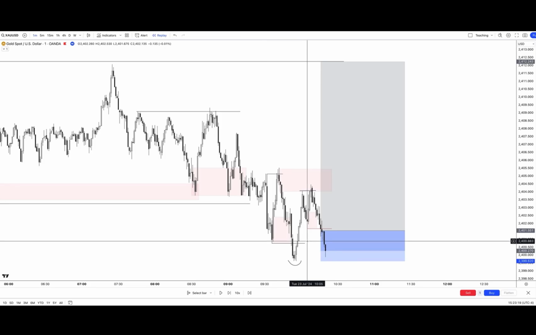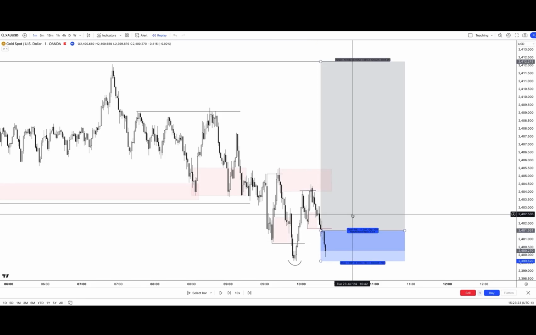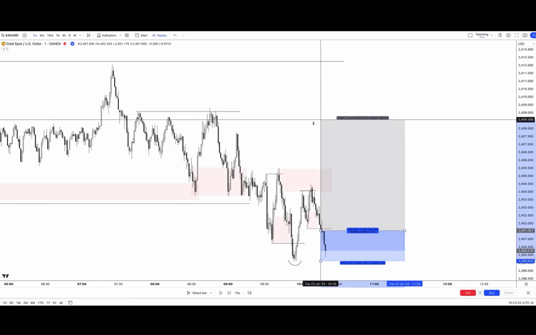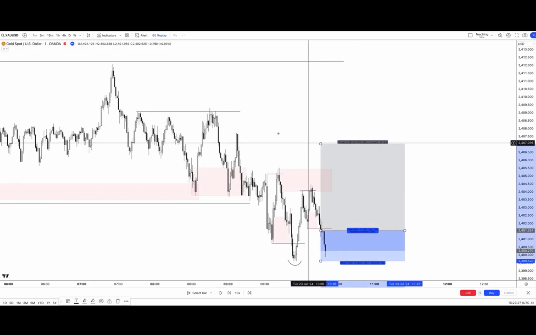Again, the only time I ever will do that is if I need the RR to increase a little bit more, right? If I'm not reaching that 1 to 3. So let's just say my target was right here and it's a 1 to 2.8.